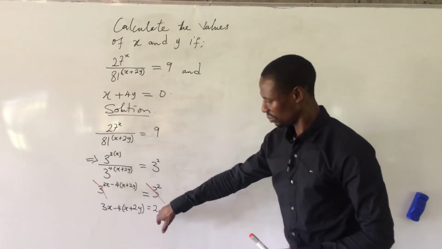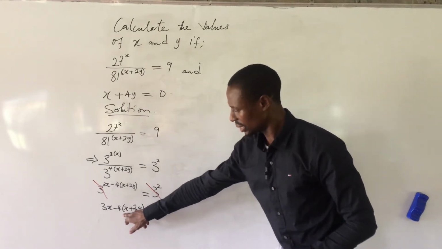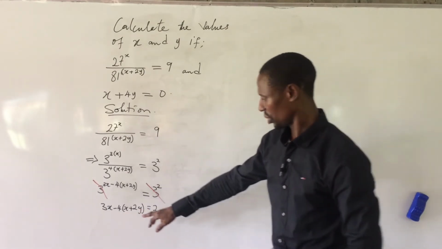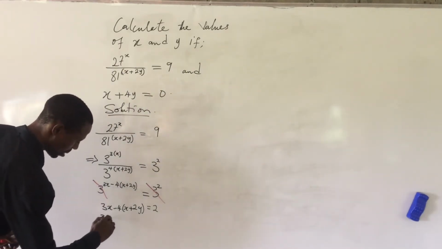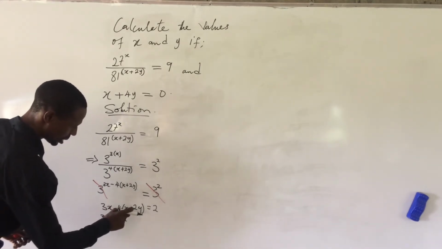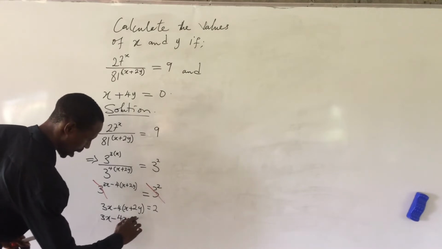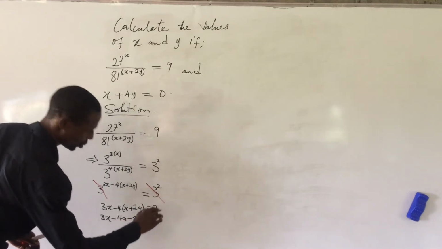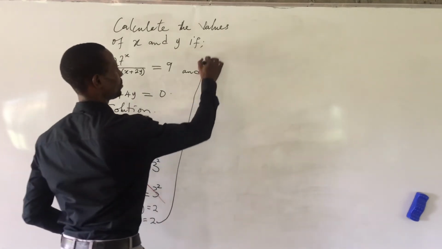Now that this has played out, we can go ahead to open this bracket. If we open this bracket, this will now give us 3x minus 4x, minus times plus will give us minus 8y, equal to 2. All right, so let's move forward from here.